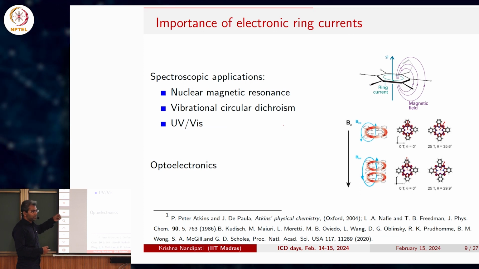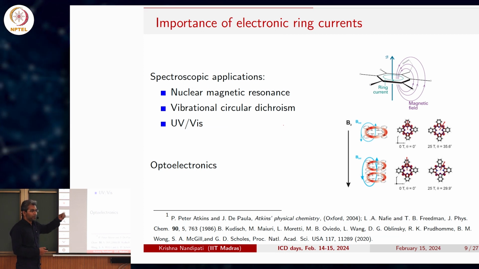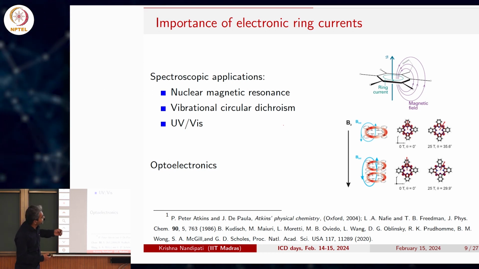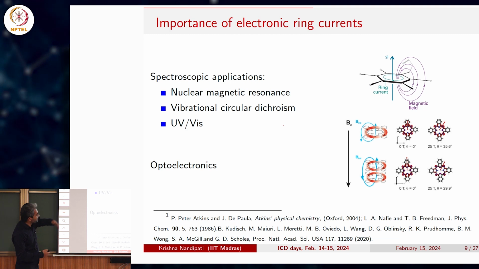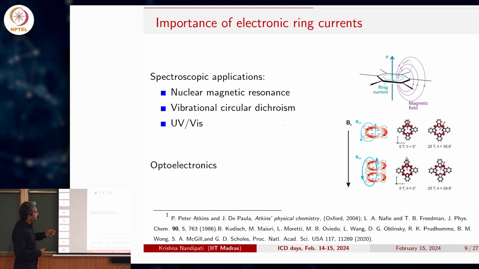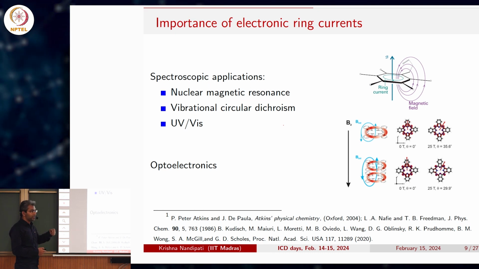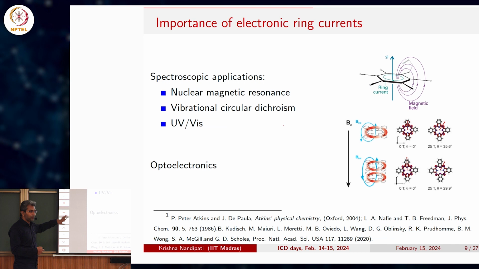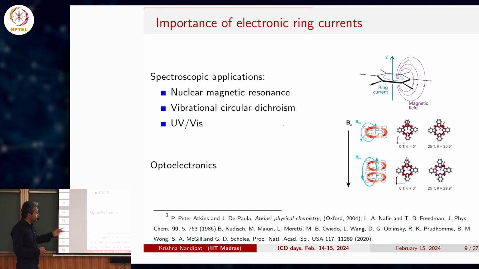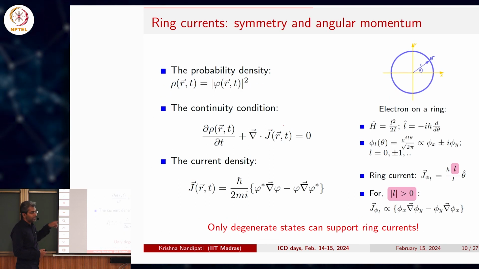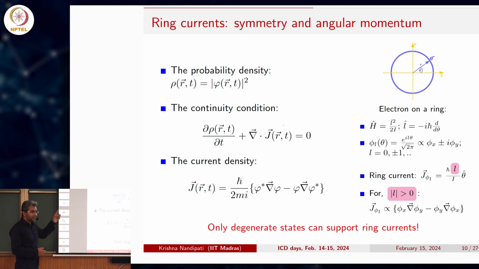ring currents are known to actually affect the chemical shifts of protons in planar conjugated molecules of this kind. And they were also shown to play a crucial role in explaining the spectral shifts in, let's say, vibrational circular dichroism, or in the UV visible regime. So this is just to familiarize you with where you can find ring current applications, for instance. And the origin of these ring currents actually lies in the degeneracy and the symmetry.